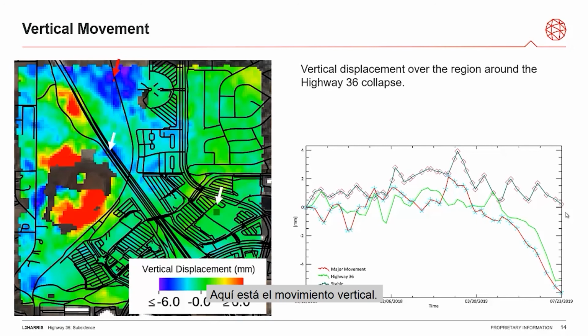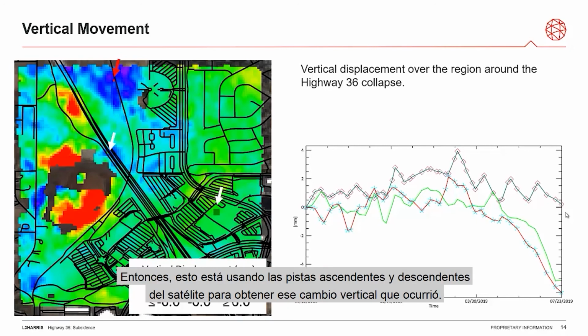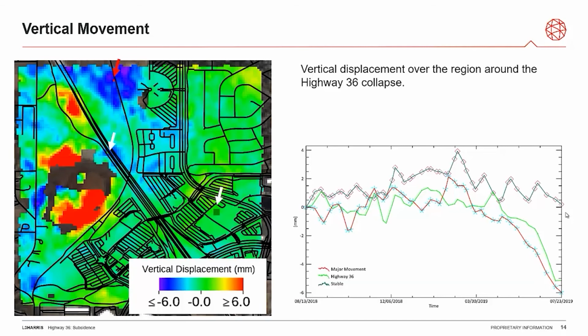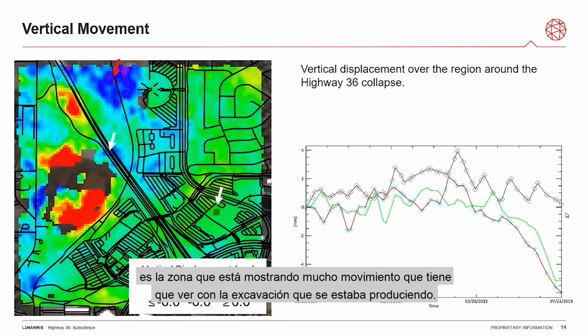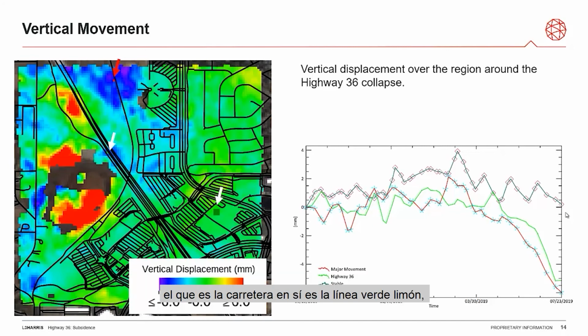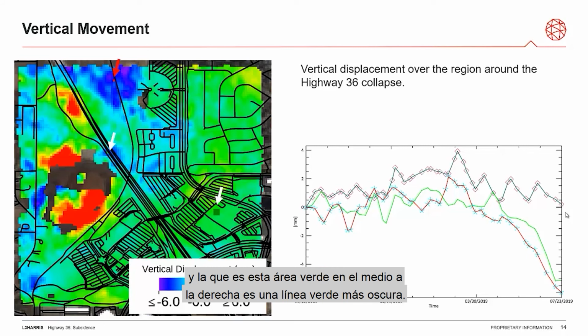Here is the vertical movement. So this is using both the ascending and descending tracks of the satellite to get that vertical change that occurred. And I've chosen 3 different areas to highlight the movement in this scene. The first, as you can see in the top middle-ish, is over that area that's showing a lot of movement that was mainly having to do with the excavation that was occurring. The one that you might not be able to see as well is directly on the highway itself. So if you look at the chart, the movement on the top is the red line, the one that is the highway itself is the lime green line, and the one that is this green area in the sort of middle right is a darker green line.